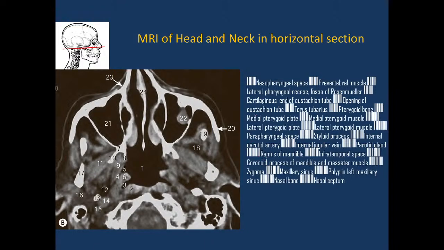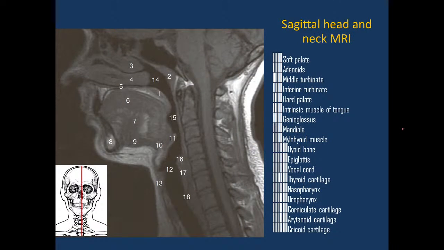MRI of the head and neck in horizontal section. Here is the level of cutting, and this is the nasal cavity with the nasal septum, the maxillary sinus here, and this is the nasopharynx or nasal part of the pharynx. Also visible are the ramus of the mandible and other organs here. Sagittal section of the head and neck. For the neck, this is the trachea, muscles on the front of the vertebral column. Here is the spinal cord, and between them is the cervical vertebra, the body of these structures here.